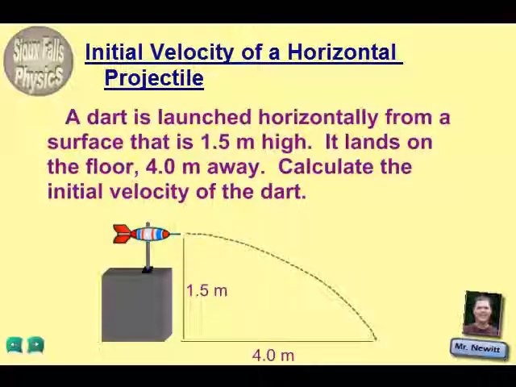Mr. Newitt is back. And Mrs. Newitt. We're going to look at today some initial velocity of a horizontal projectile. A dart is launched horizontally from a surface that is 1.5 meters high. It lands on the floor 4 meters away. Calculate the initial velocity of the dart.